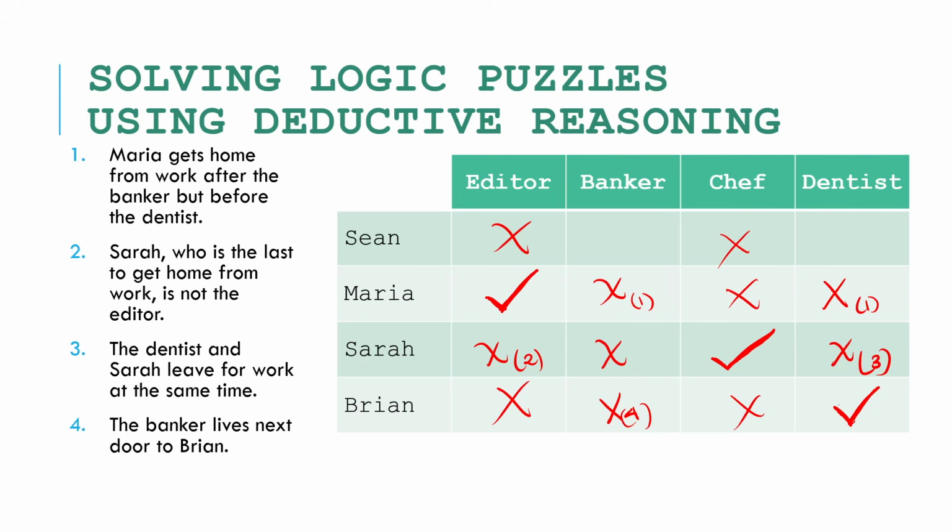So if Brian is the dentist, then Sean cannot be the dentist, and the occupation left for Sean is being the banker. Now we have solved the logic puzzle using deductive reasoning. We have concluded that Sean is the banker, Maria is the editor, Sarah is our chef, and Brian is our dentist. And I hope you had fun solving this logic puzzle using our deductive reasoning powers.